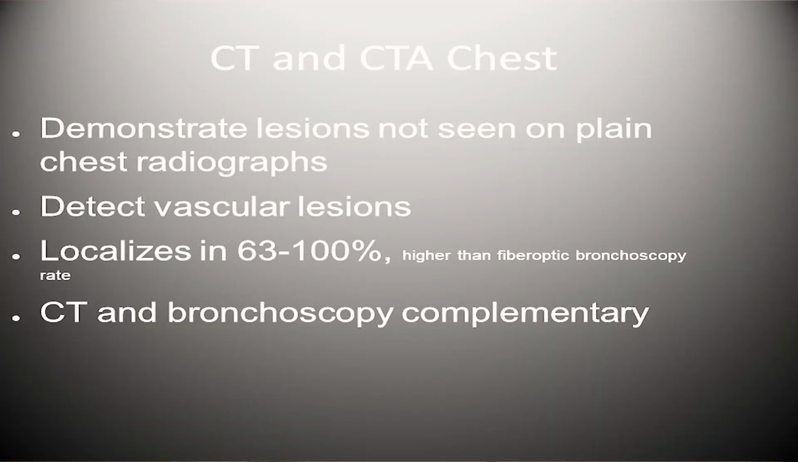So the important thing, if you can get a CTA, especially CT angiography, then probably that is more useful than anything else, okay? Because now we will see things which are not visible on other investigations. It will detect vascular lesions for sure. It will detect tumors for sure. And in 63 to 100%, you will find some abnormality. And this is more than bronchoscopy. So if there is a chance, try to get a CTA first. CTA is better than CT. And then CT and bronchoscopy are complementary.